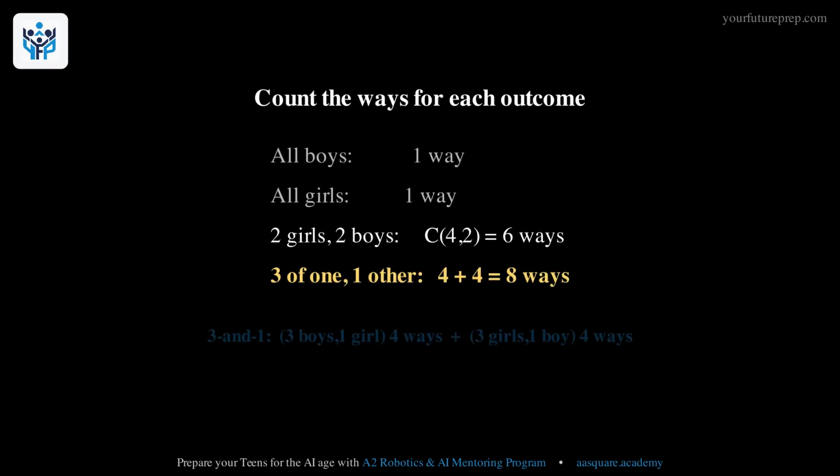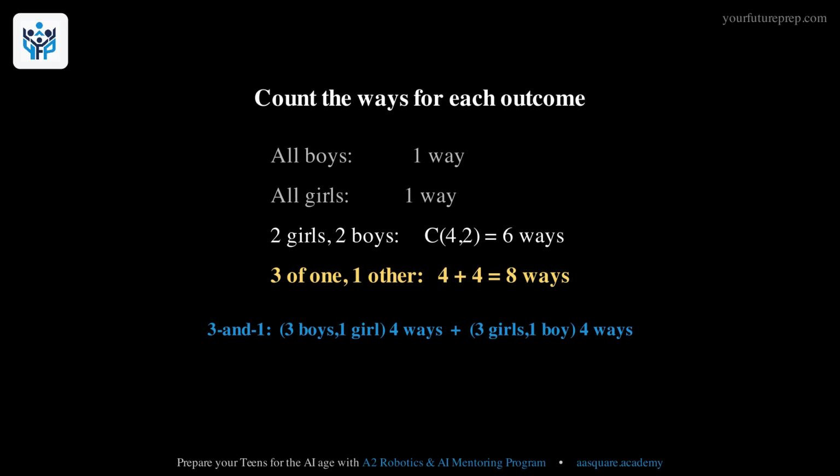All 4 boys can happen in only one way. Likewise, all 4 girls can happen in only one way. For exactly 2 girls and 2 boys, we choose which 2 of the 4 children are girls. That is 4 choose 2, which equals 6 ways.